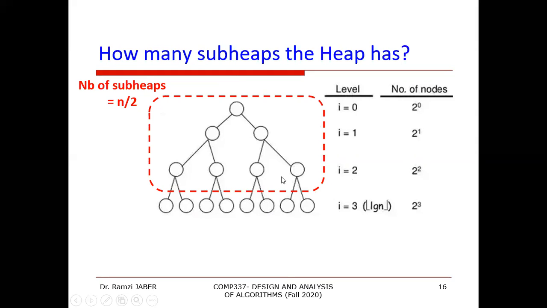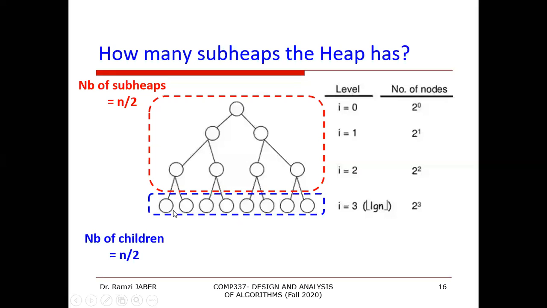So back to the levels, we need height minus 1 levels to get these heaps. So each one of these is a heap. Here, it's a heap: one parent node, 2 children. Here, it's a heap, and this node is also a heap because it has right, left, and so on. Here is the same, and the root node is a heap. So we have n elements, or n nodes. We have n over 2 sub-heaps, and n over 2 children.